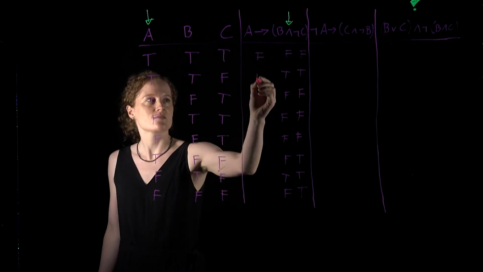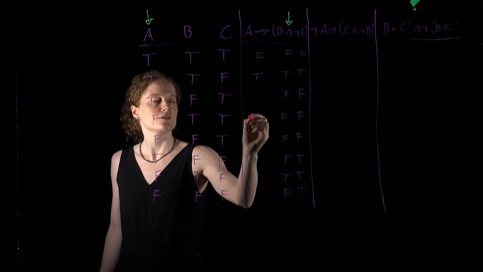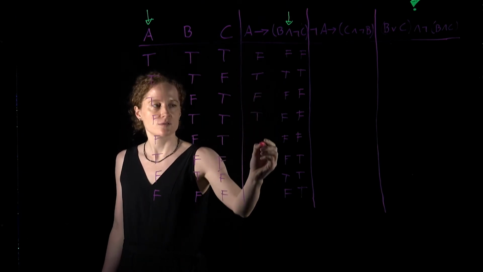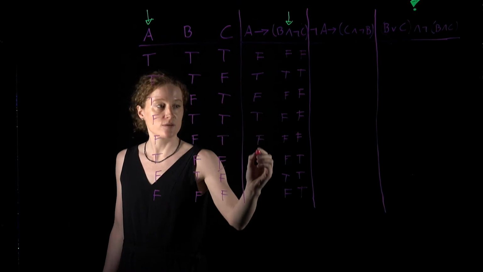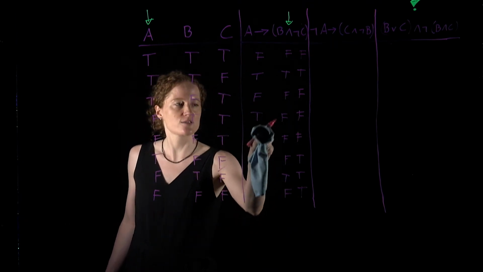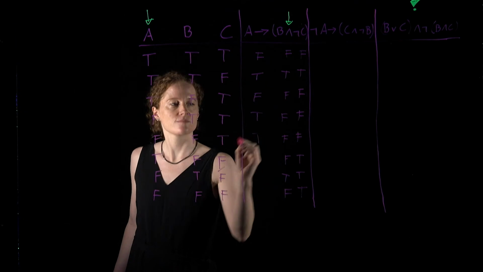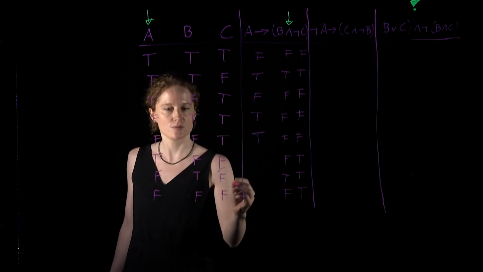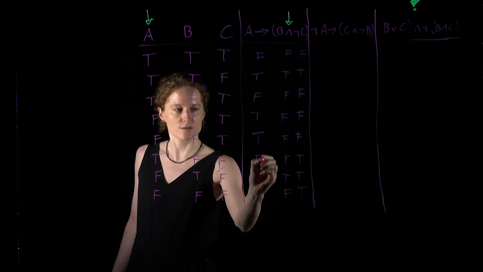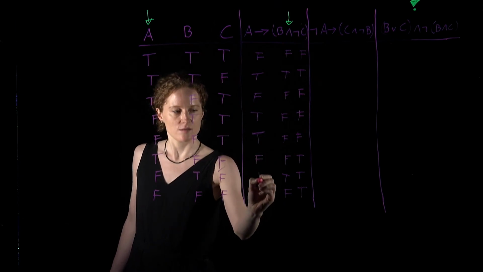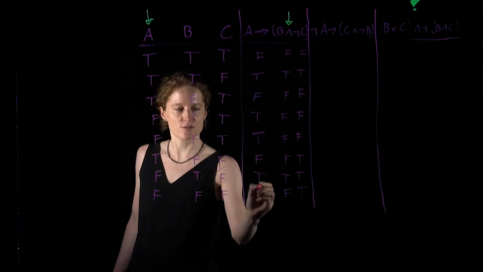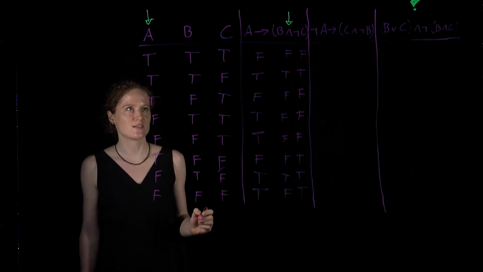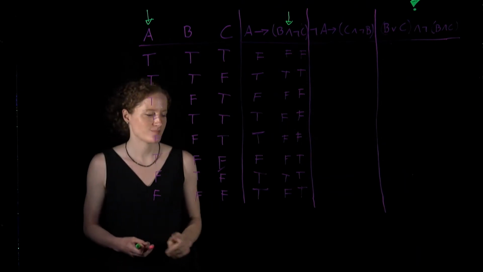In the second row, it's true, false, true, false. No, that was actually true. Both antecedent and consequent are false, so that means the conditional is true. False, true, and true. So that's our assessment of the first premise.